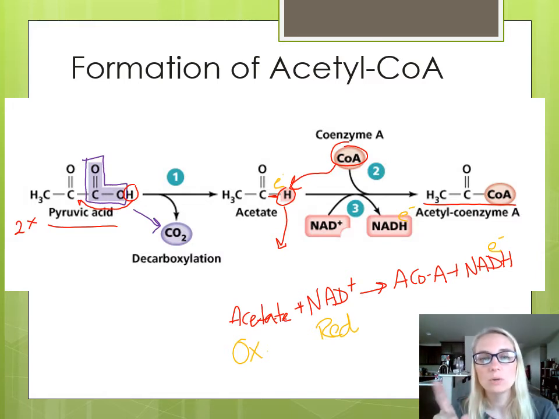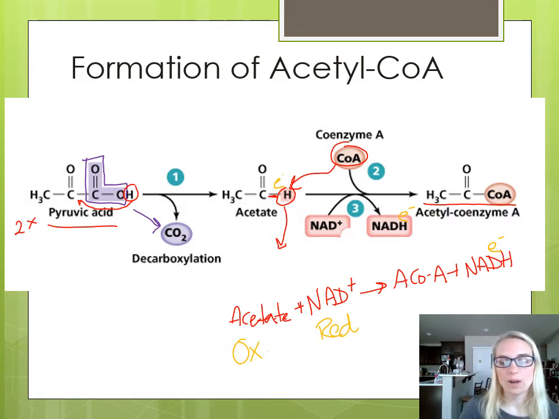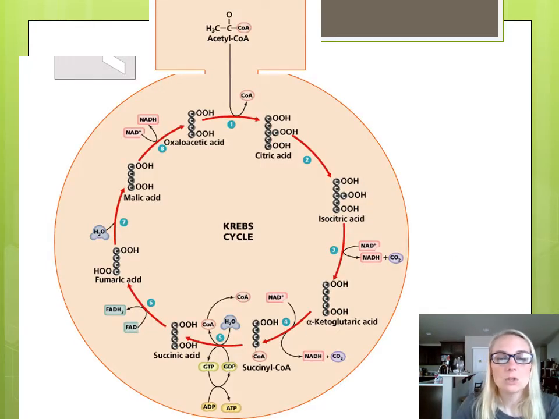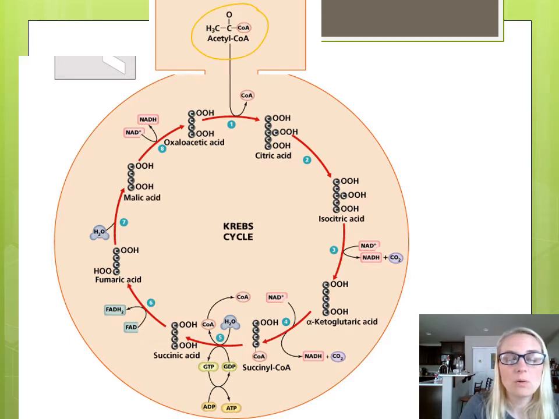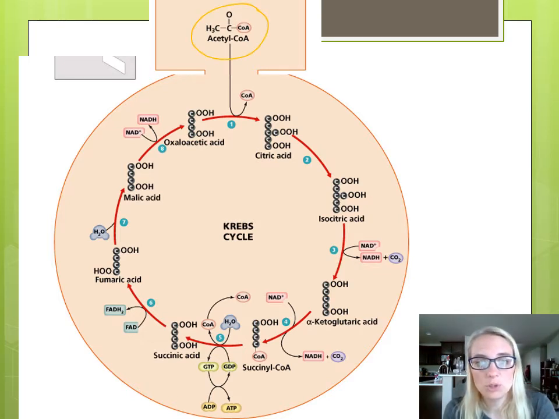So now we get 2 acetyl-CoAs produced per glucose, 1 acetyl-CoA per pyruvic acid. So now this is like a little bridge connector between glycolysis and Krebs cycle. So let's take a look at the cycle. So here was our formation of acetyl-CoA. So that just came from step 2.